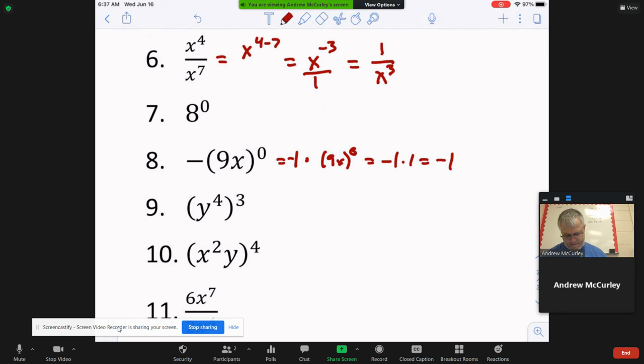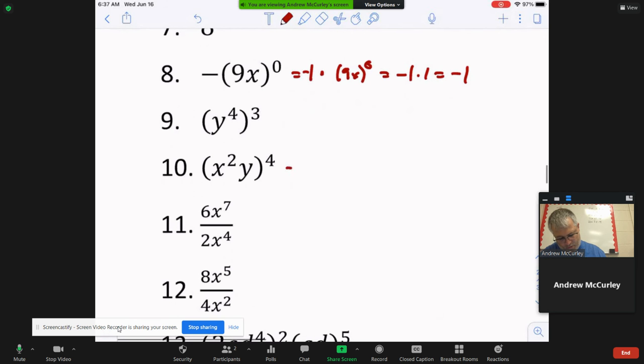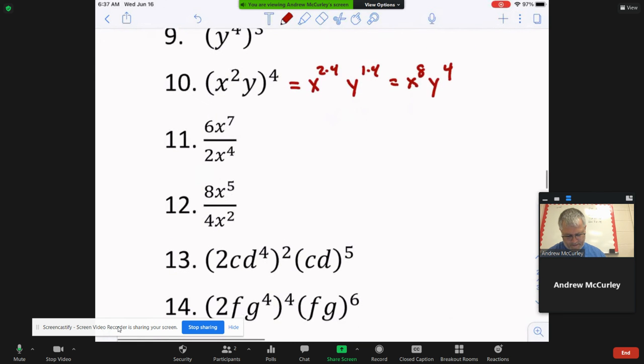Big deal on this. Number 10. I like number 10. Make sure you're hitting both. It's easy to forget that there are 2 terms inside of there. So this is going to be x to the 2 times 4, y to the 1 times 4. So x to the 8th, y to the 4th. Be honest, that one doesn't seem to be a problem. It's when I have a coefficient right here that students tend to forget to hit everything inside. So I would worry about that one.